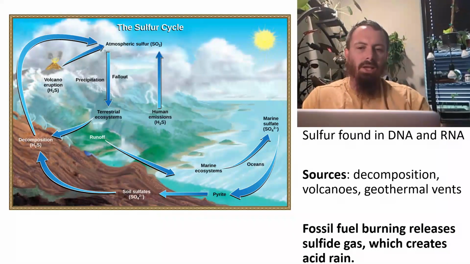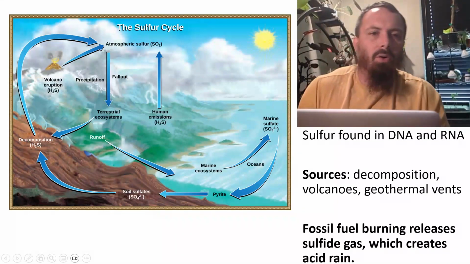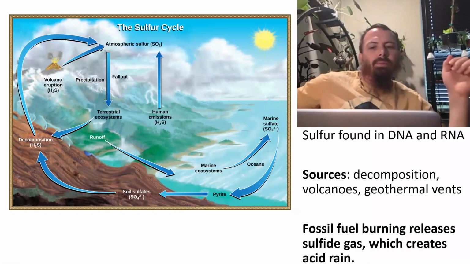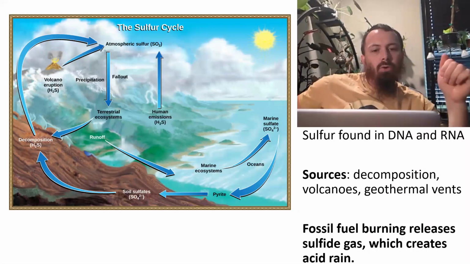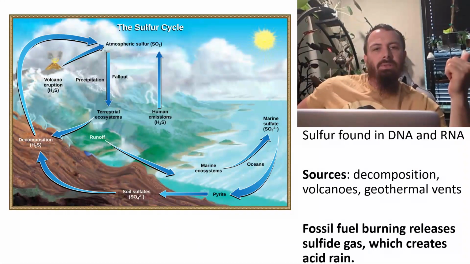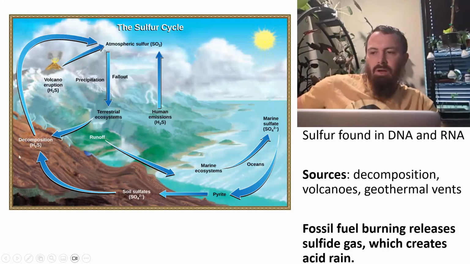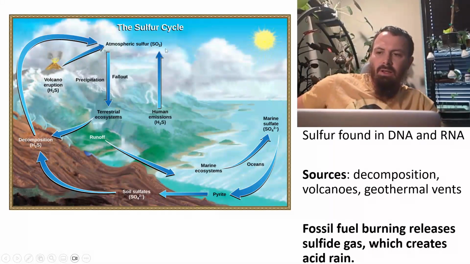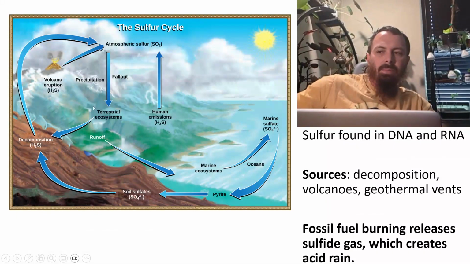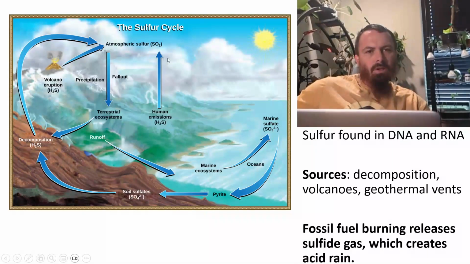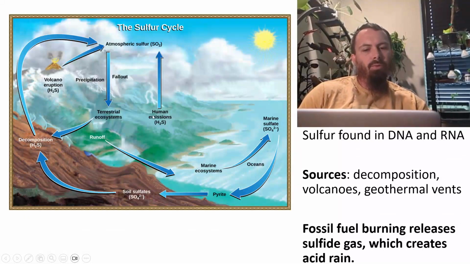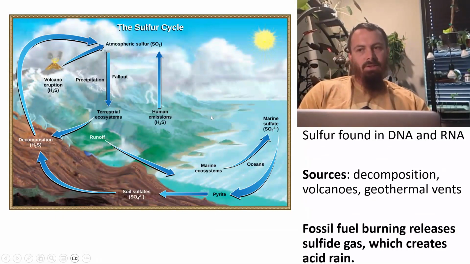We then have the sulfur cycle. So sulfur is a big component in DNA and RNA. And it often comes from, besides agricultural sources, decomposition of organisms, volcanic eruptions, and geothermal vents. So decomposition, volcanic eruptions, and I don't think they have geothermal vents on there, but basically the same idea over here. Also, fuel burning does release some of this. So hydrogen sulfide will go into the atmosphere.